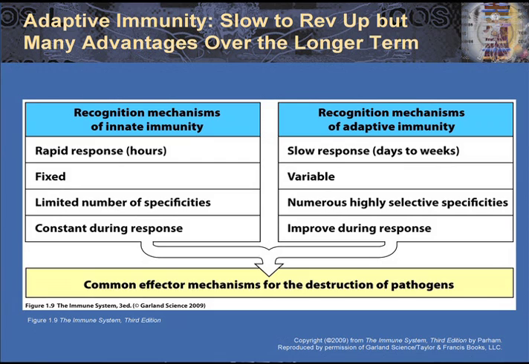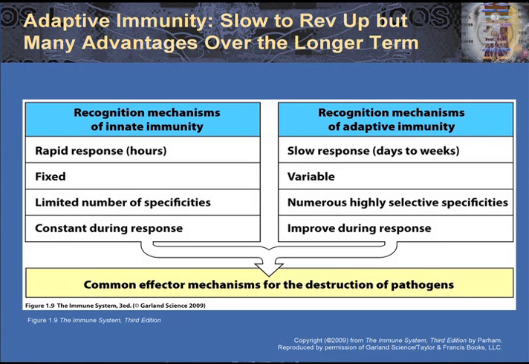It can actually begin within minutes. The receptors that they use are actually fixed in the germline, and there's a limited number of specificities, and these do not change throughout the response. At right, the adaptive immune system, the features are that it's a slow response. It can take days or weeks.